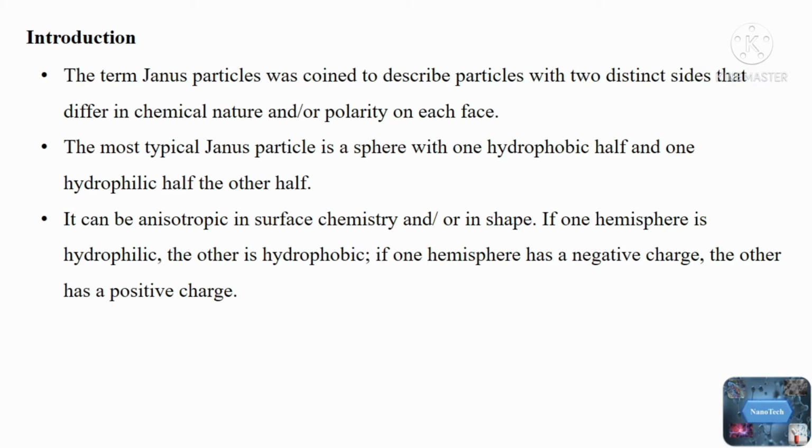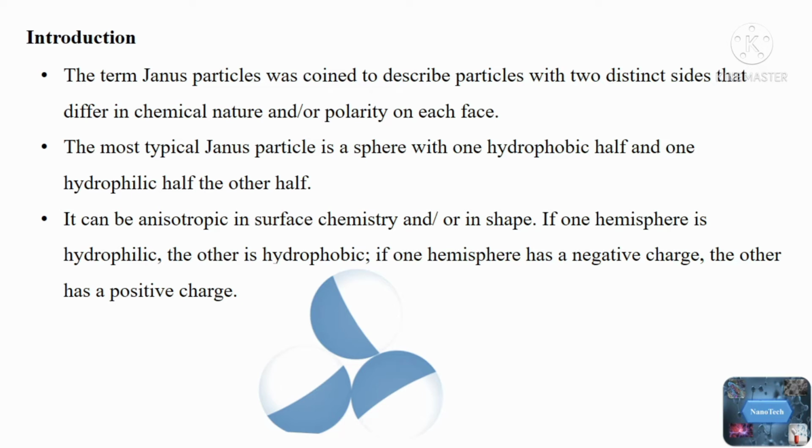The most typical Janus particle is a sphere with one hydrophobic half and one hydrophilic half. Janus particles, strictly speaking, have a 50:50 distinct coverage in shape, composition, chemistry, polarity, and other properties of importance. These particles have fascinating properties and functional asymmetry. They can be anisotropic in surface chemistry and/or in shape. If one hemisphere is hydrophilic, the other is hydrophobic. If one hemisphere has a negative charge, the other has a positive charge.